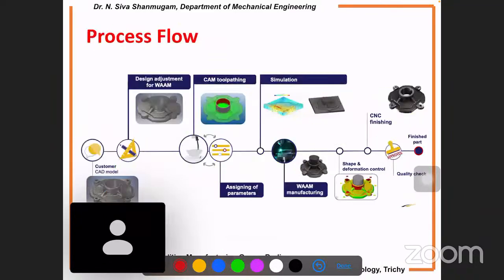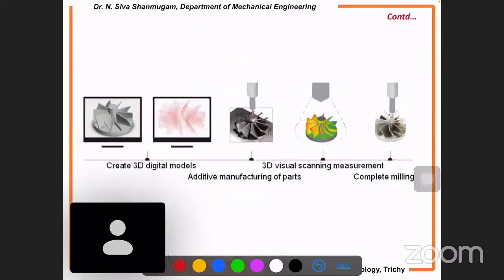Okay, so when you go with the process flow, this is what we discussed in the initial part of my lecture. We have the CAD model, design adjustment for WAAM, because peripheral milling is required to get the finish of the component. Then go for CAM tool pathing, converting into G codes and M codes, assigning the process parameters for WAAM, do the subsequent simulation for controlling the residual stresses, temperature induced in the material, and temperature developed during the process, adopt either plasma, TIG, or MIG, develop the WAAM component, go for shape and deformation control, go for peripheral CNC machining, and go for the finish of the component, finally delivering the component.